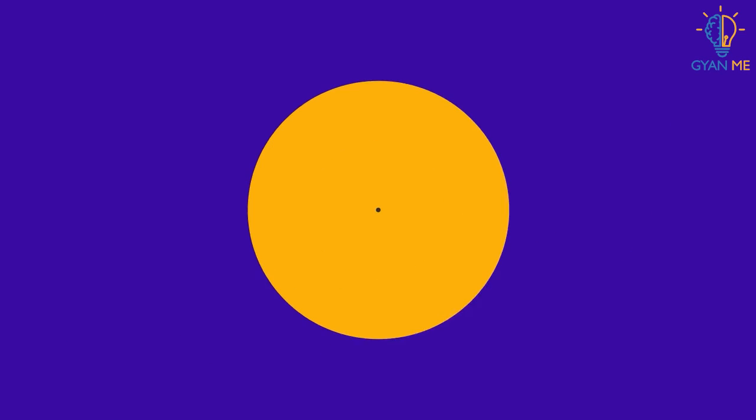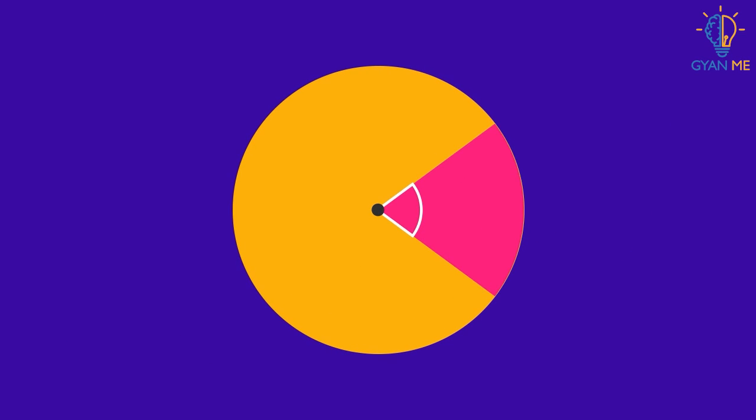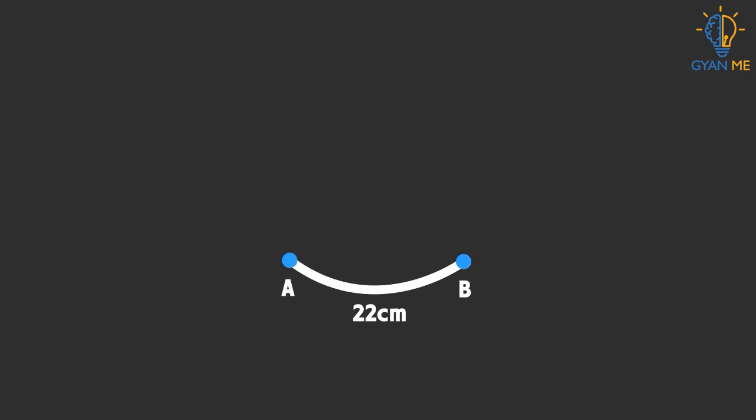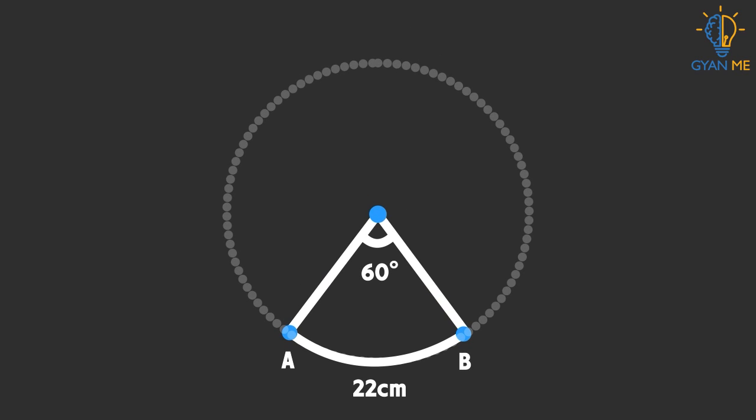There are instances where instead of the angle of the sector, you might be given the length of the arc or the area of the sector. In such cases also, you can use the same formula. Let's solve an example. A piece of 22 cm long wire is bent into the form of an arc of a circle, subtending an angle of 60 degree at its center. Find the radius of the circle.